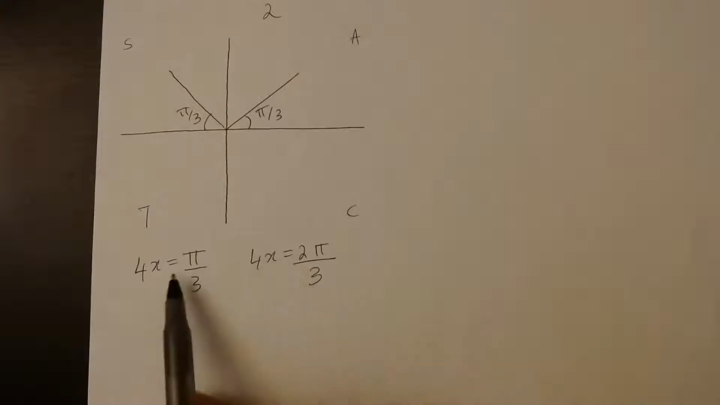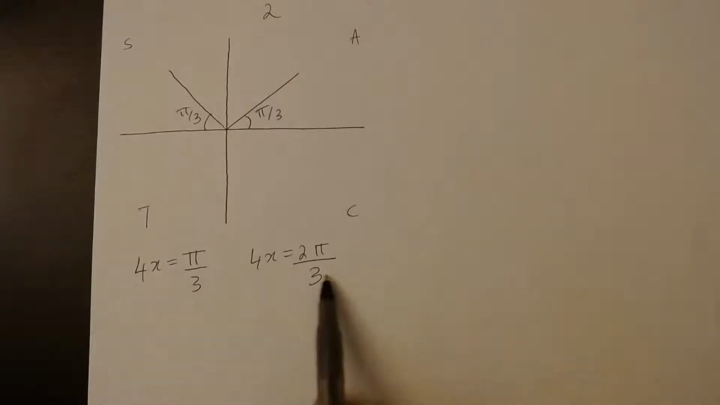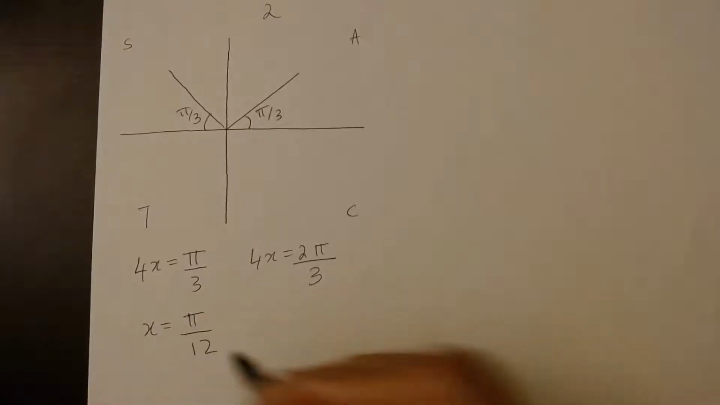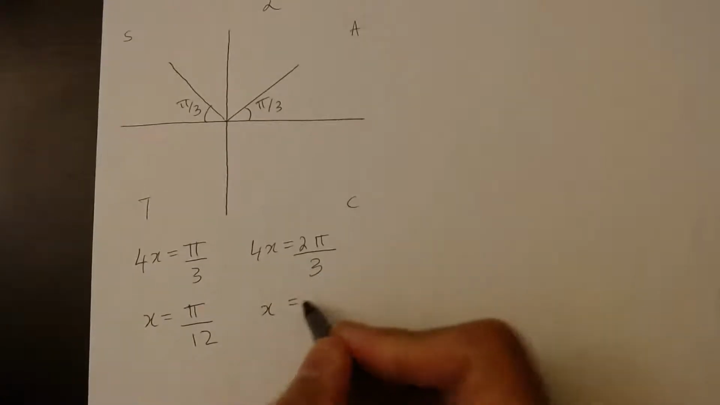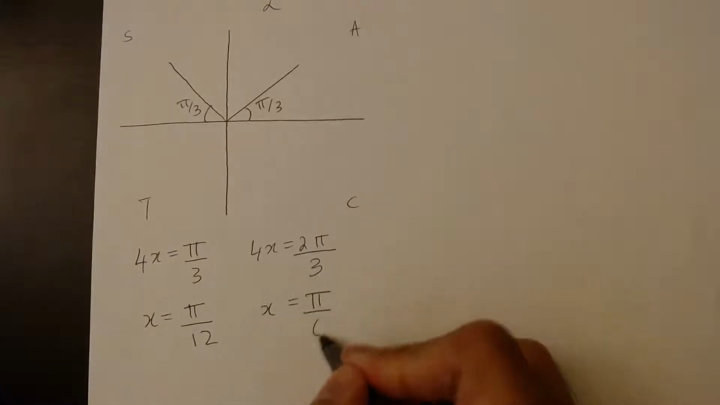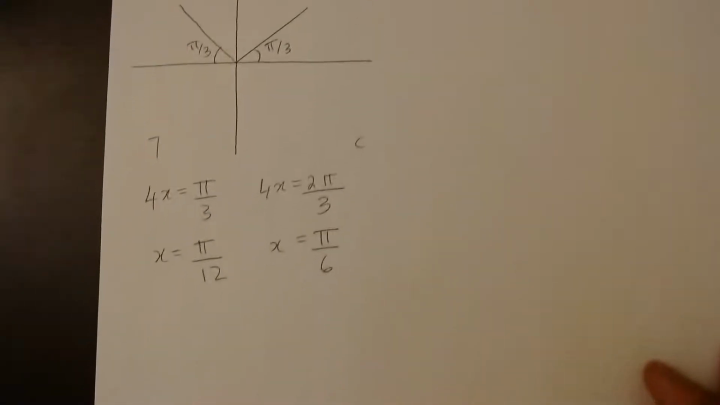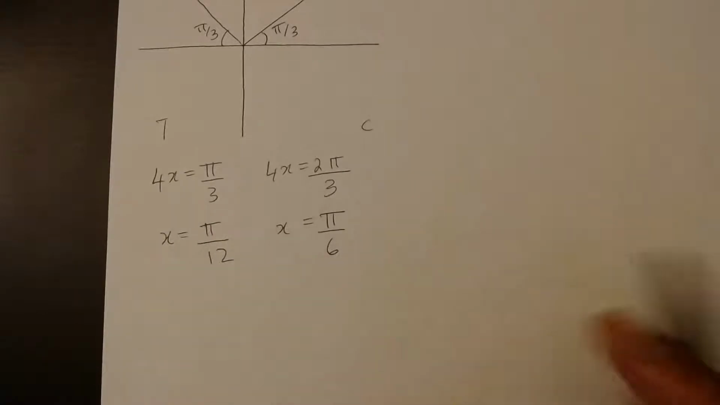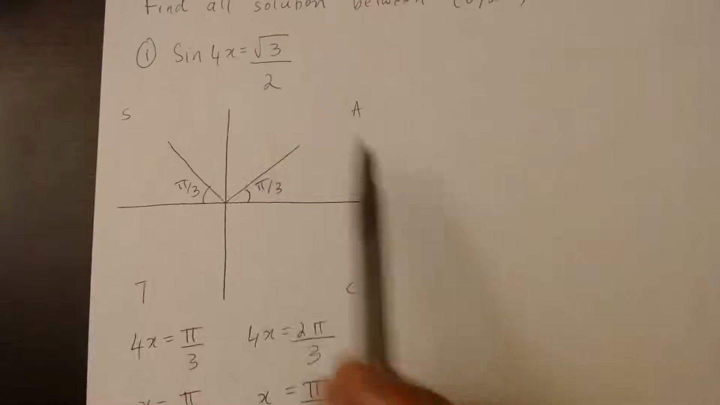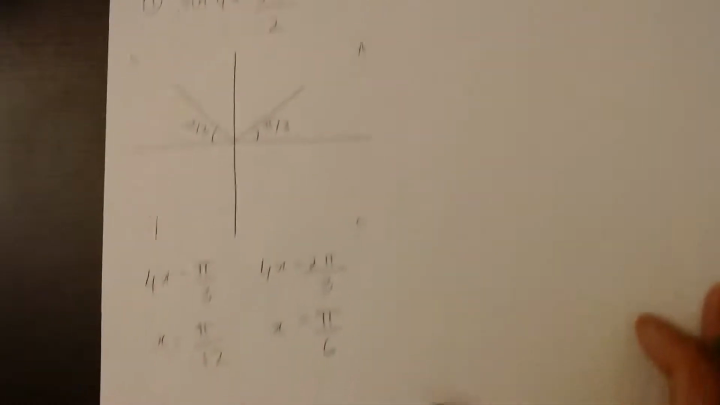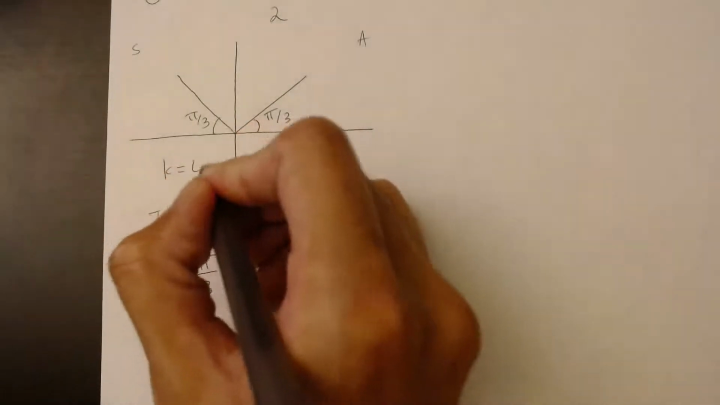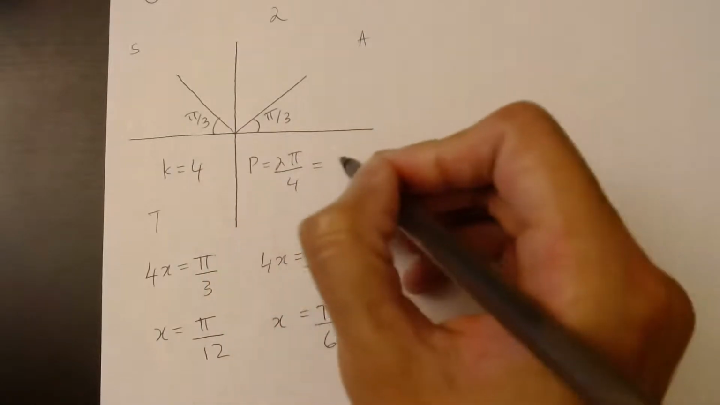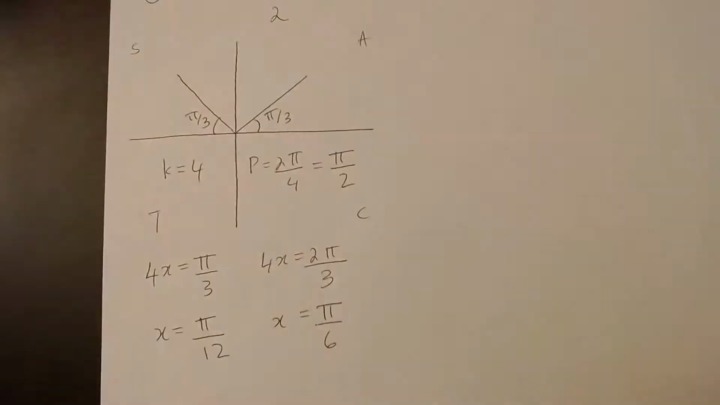Now, in order to find my first two solutions, I've got to divide by 4 on these two sides. So in this case, x is pi over 12. And here, x will be pi over 6. So these are my first two solutions. Now I'm going to show you how to get the remaining 6 solutions over here. I know that my k value is 4, which means that my period is 2 pi over 4, which is basically pi over 2.